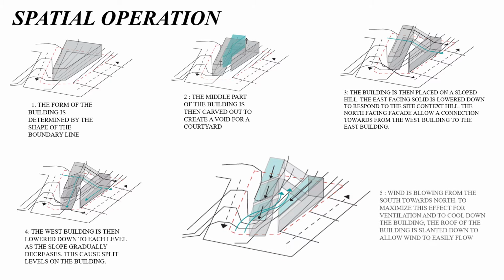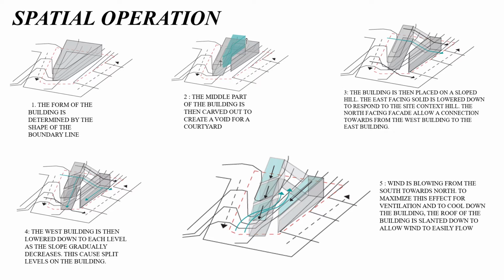And the final is the wind flow. The wind is blowing from the south towards the north. To maximize this for ventilation and to cool down the building, the roof of the building is slanted down to allow the wind to flow easily.